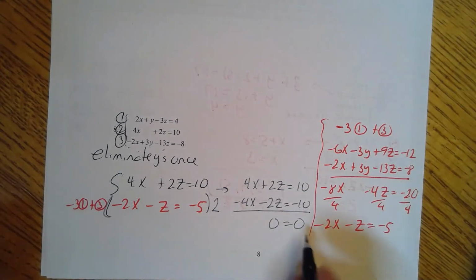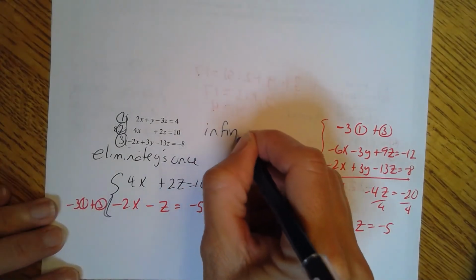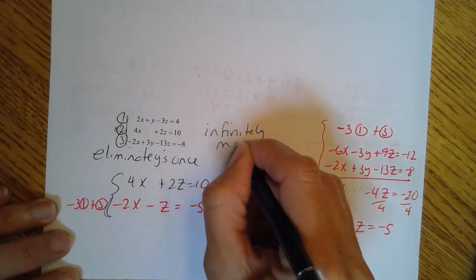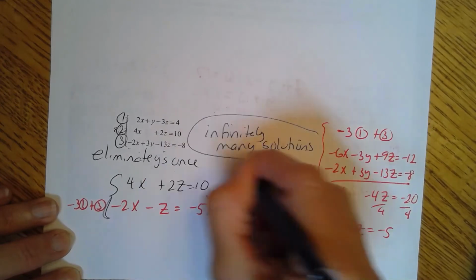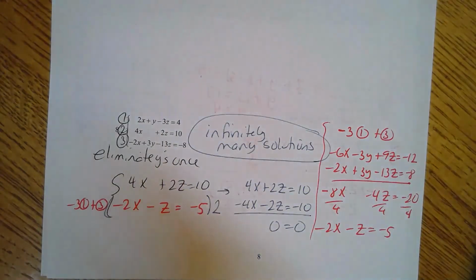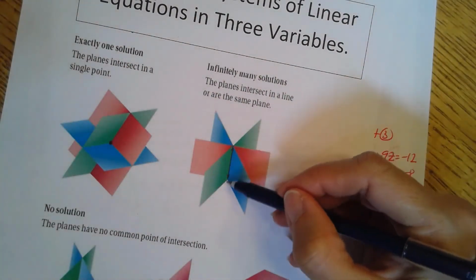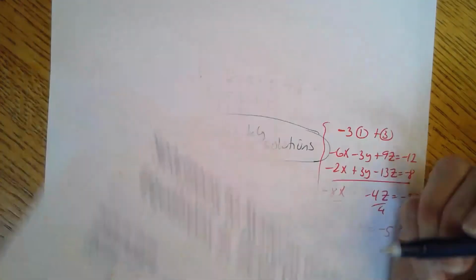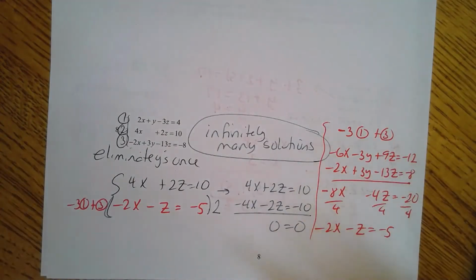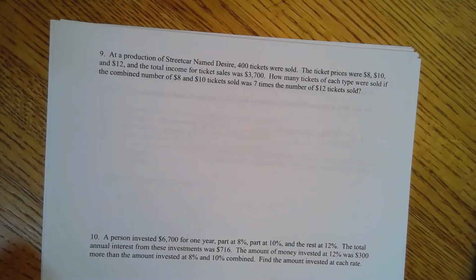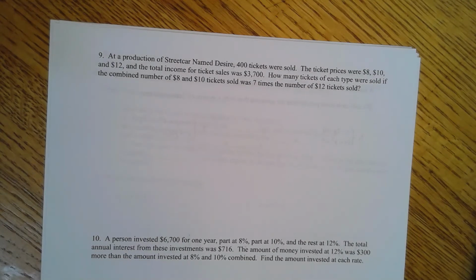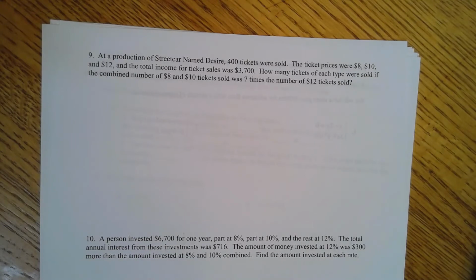So when I get 0 equaling 0, that means I have infinitely many solutions. And in chapter 6, we're going to learn how to write that as a complete solution. Just to give you a heads up of what happened, my three planes intersected at a line, and that's where I got infinitely many solutions. So if you need more help on these, I'd be more than happy to do an individual Zoom session with you. But you've got to figure out which variable looks easier to eliminate twice.